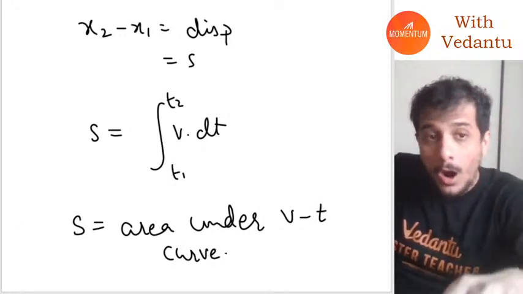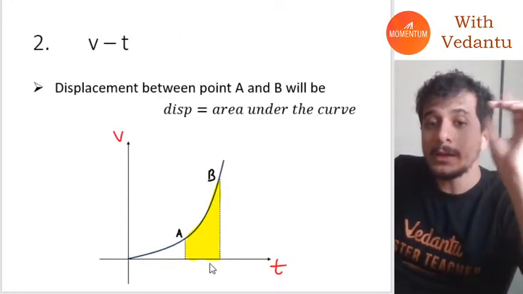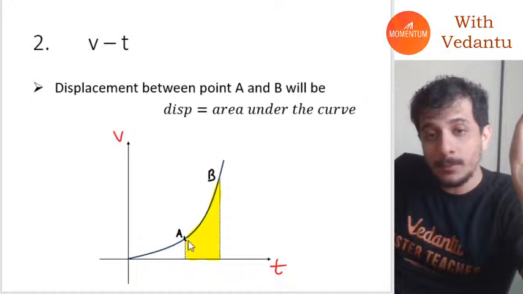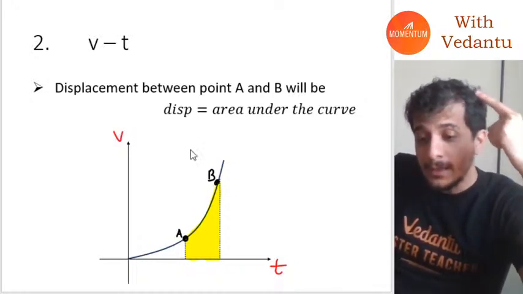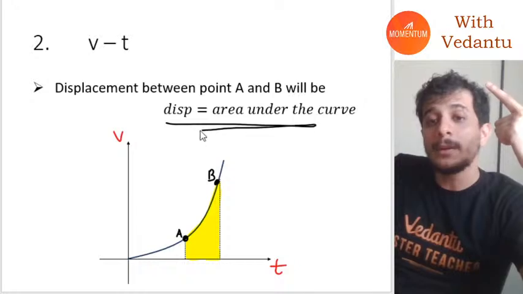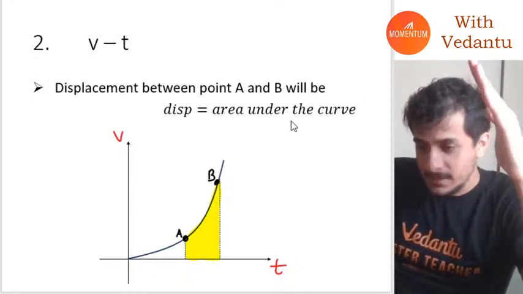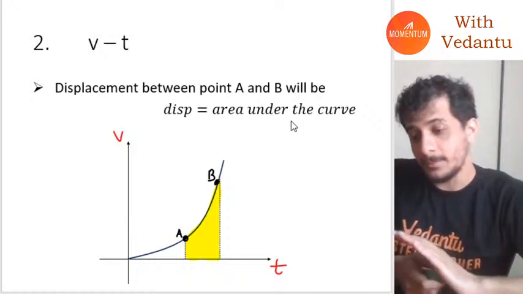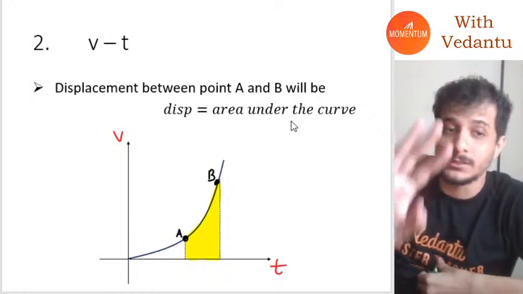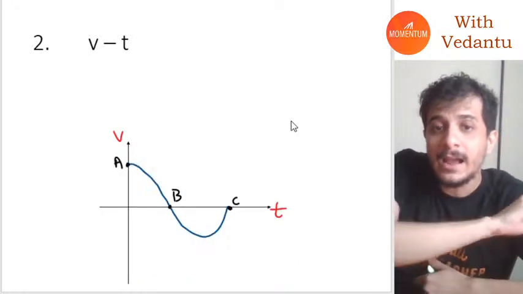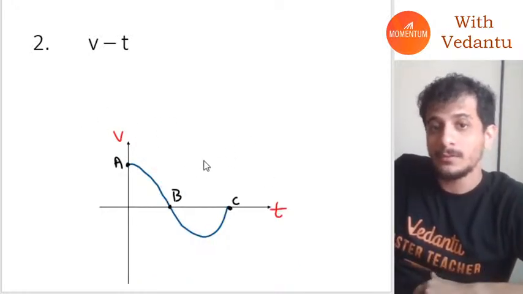If I want to calculate the displacement of the particle between the points A and B, then I will calculate this entire area, and the displacement will be nothing but the area under the curve. I hope everybody understood. Now, guys, let's say I had a graph like this. This is the velocity versus time graph.